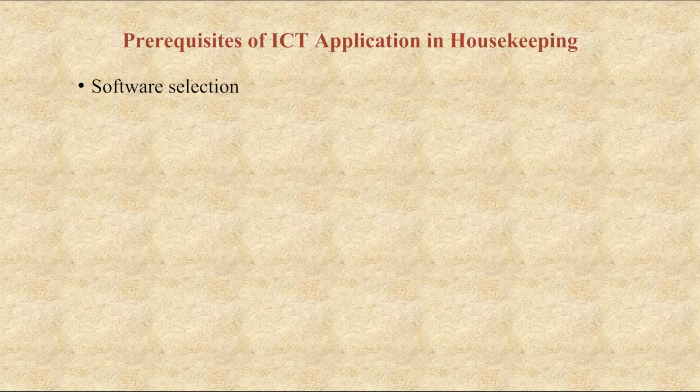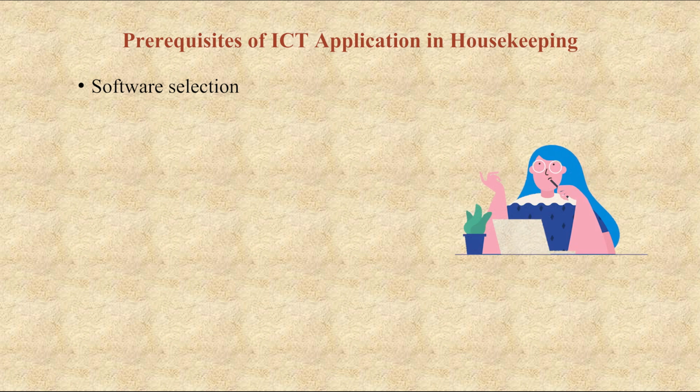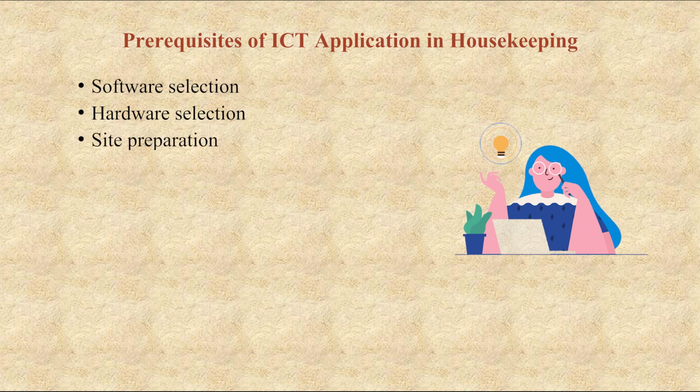Prerequisites of ICT application in housekeeping. First is software selection. How do we select the software? Because there are open source software and subscribed software. What kind of facility is available in the particular library? If I want to do this in a one-man library and I select Koha software, but I do not know Koha, how should I select the software? We have to check whether any service provider is there or not. All these things have to be decided based on the service provider, and whether a service code is there or not.